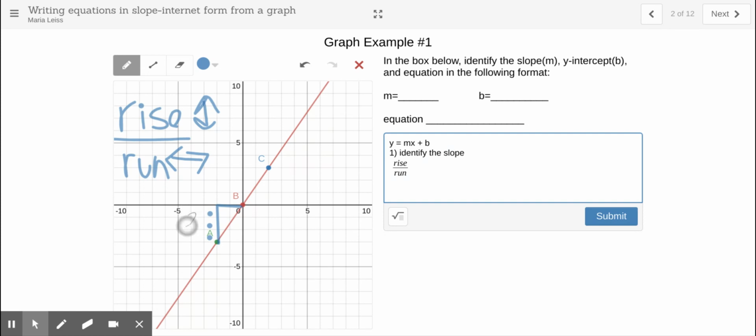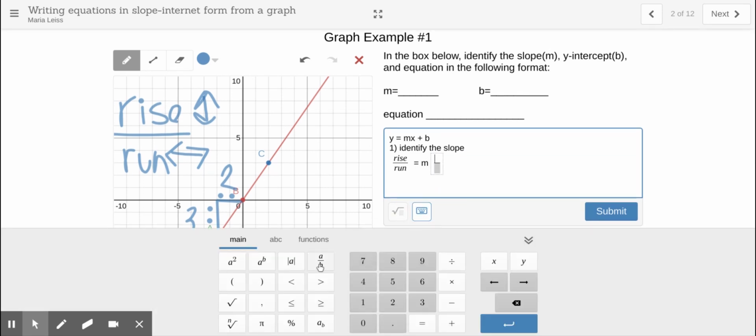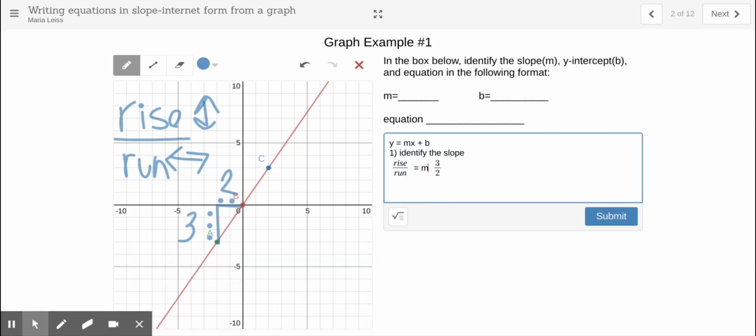So we would know that our rise is 3. Our run is now, I count 1, 2. Our run is 2. So when I go here to identify my slope, our slope is rise over run. Still write that as a fraction. Our rise, that up and down distance, was 3. Our run, that across distance, was 2. So our slope for this line is m equals 3 over 2.